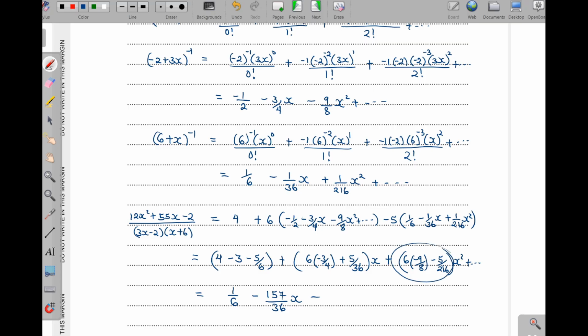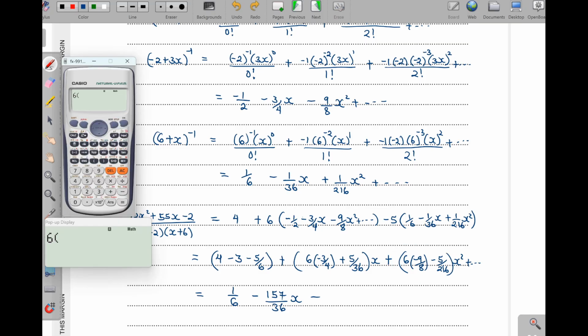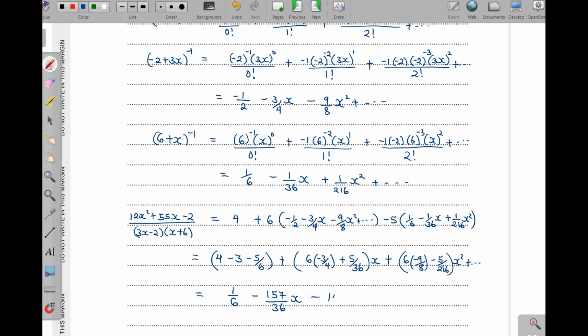Then how about here? 6 into negative 9 out of 8. Then minus 5 out of 216. We get negative 1463, 1463 out of 216 x squared, going like that. So that becomes our answer.